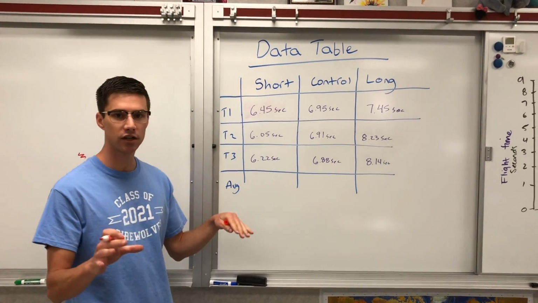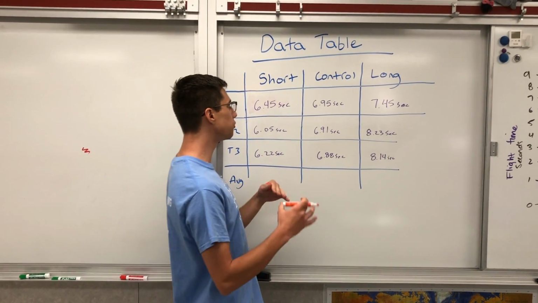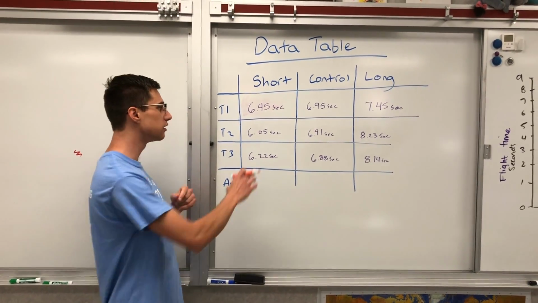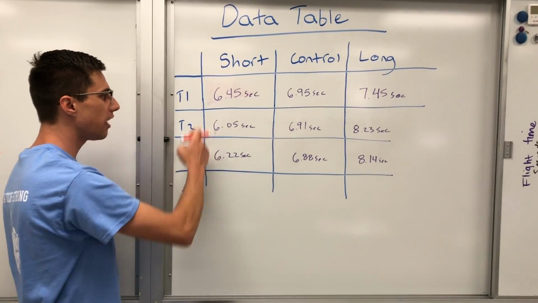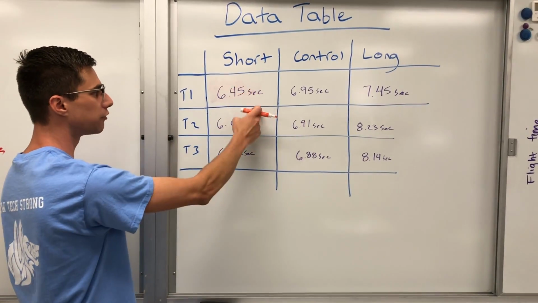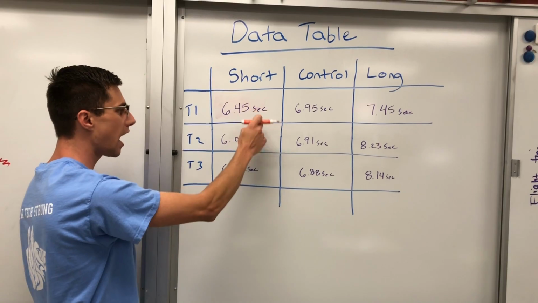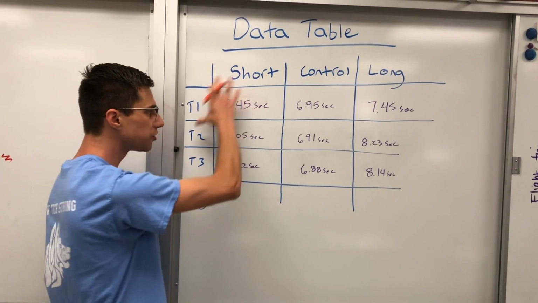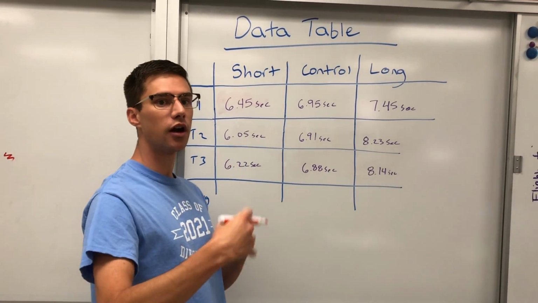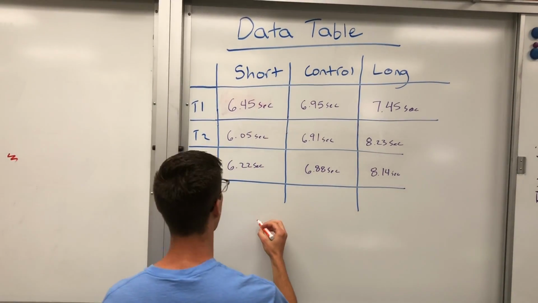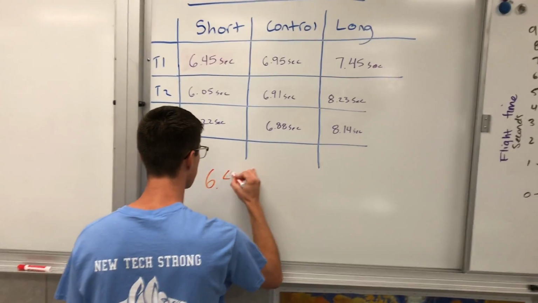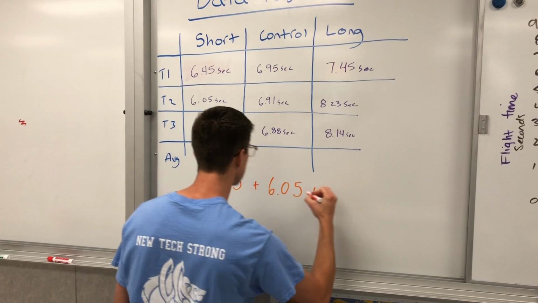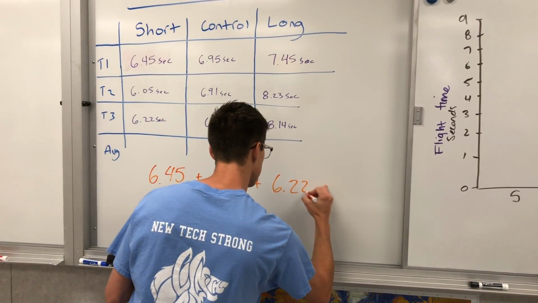So let's refresh ourselves on what does it actually look like to find an average for multiple values. Generally, the super basic way to think of it is to take all the values from that one set. So this would be our set of trials for the short parachute. We're going to add up all of the total times, and then because we did 3 separate trials, we're going to divide our total time of adding all 3 of these by 3 to figure out what the average was between them all. So how do we do that? Our first trial was 6.45 seconds. Our second trial was 6.05 seconds. And our third trial was 6.22 seconds.